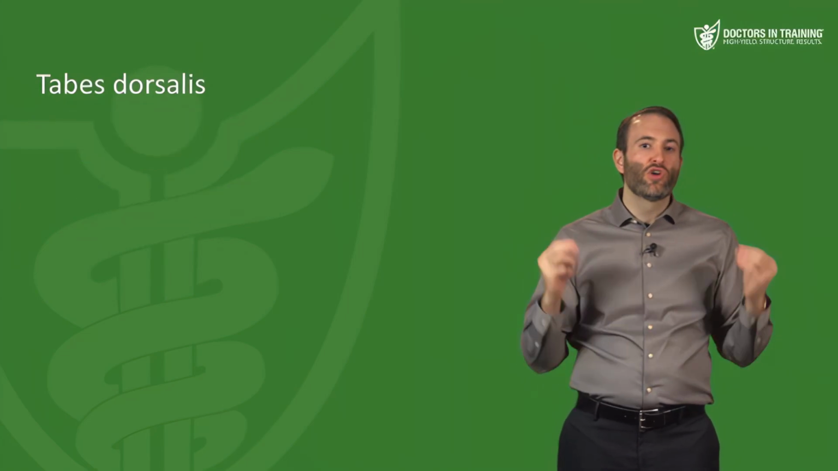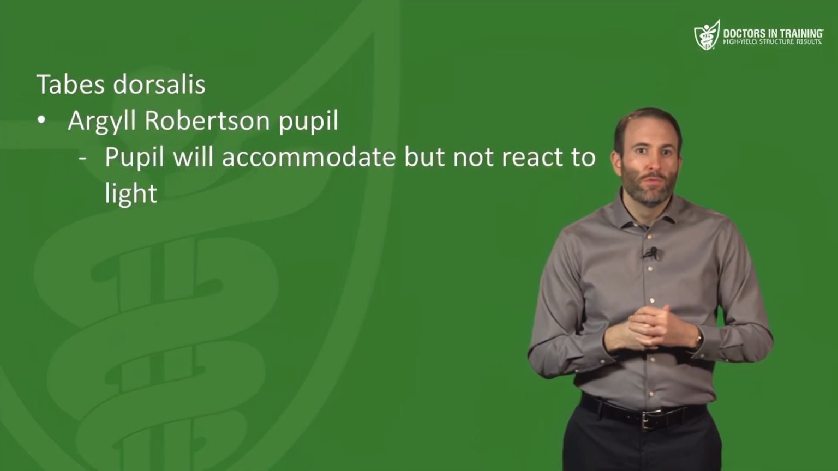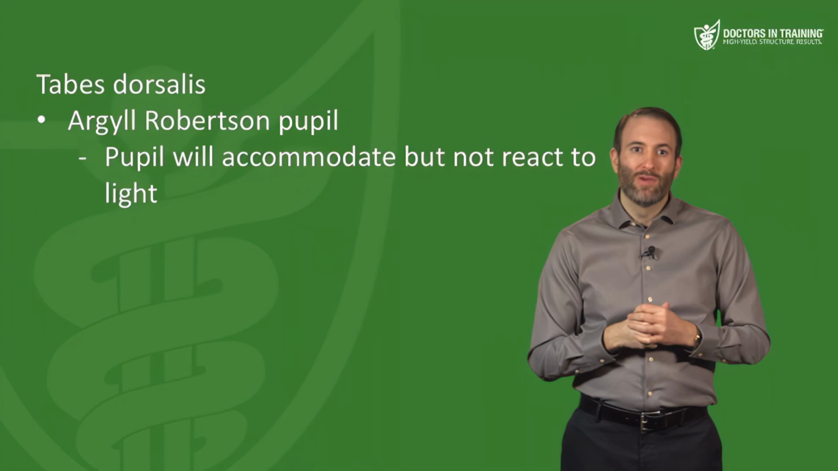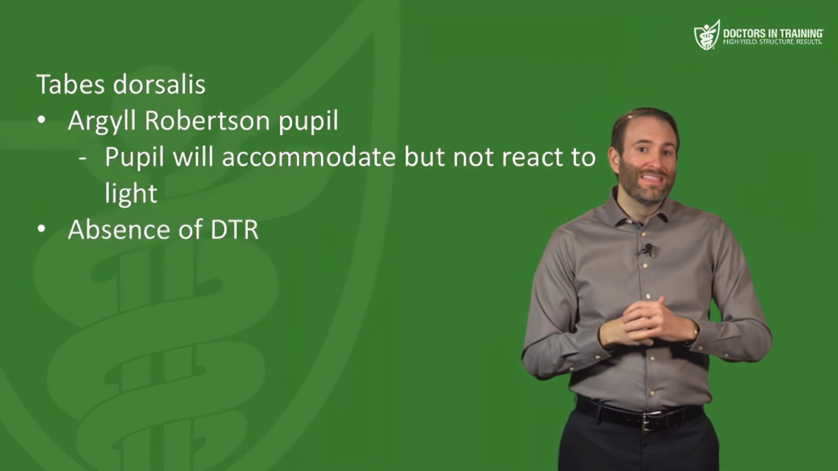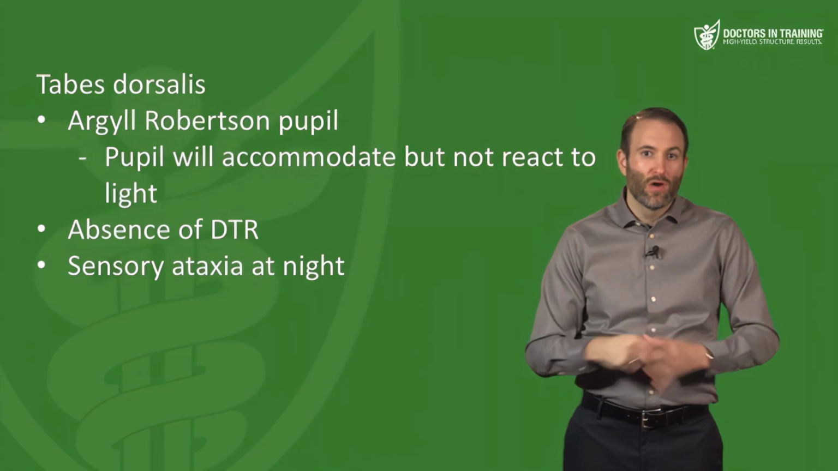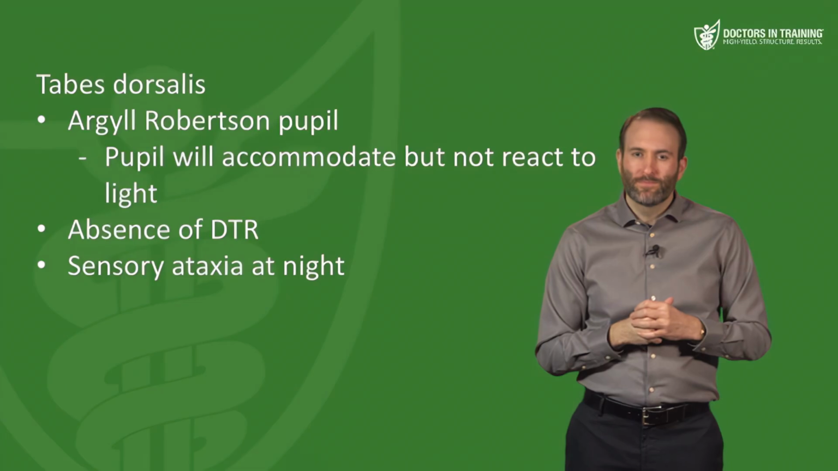Now, patients with tertiary syphilis may also get the Argyll-Robertson pupil, where the pupil will accommodate but not react to light. There may be absence of deep tendon reflexes, and then sensory ataxia at night. So they'll kind of walk around with a very broad gait, so they're less likely to fall over.